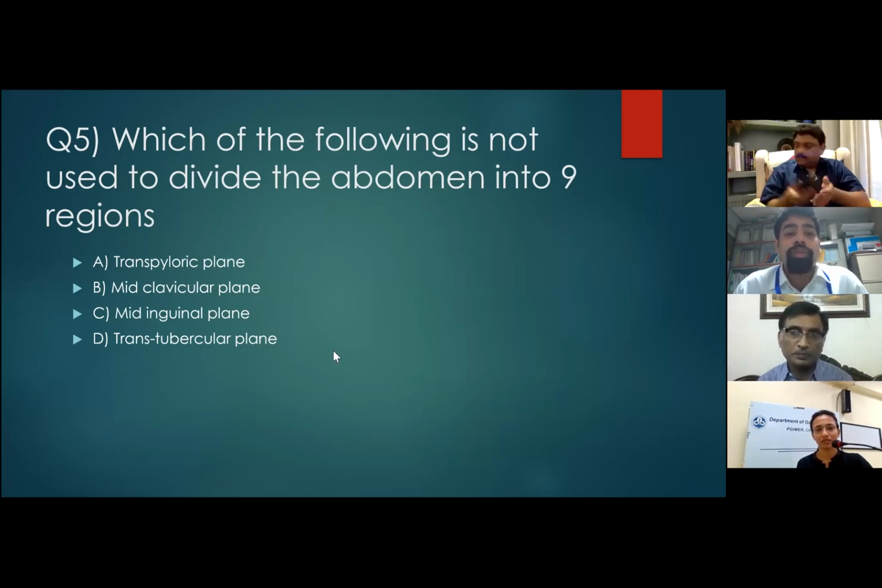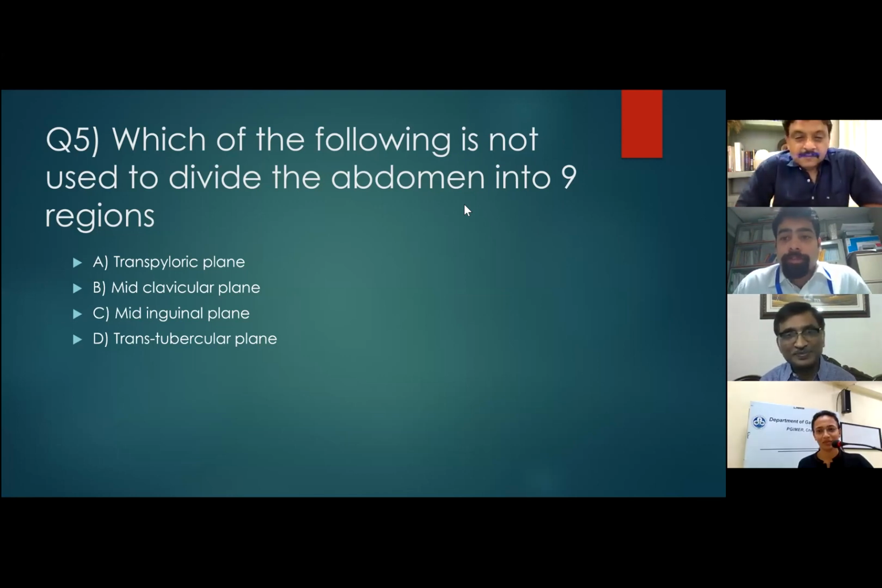Which of the following is not used to divide the abdomen into 9 regions? So Yogita ji, can you share the poll screen? So I think the poll has started. We'll share the results in a while. So the results again very surprising. I think all of us need to brush up our knowledge again. Only 5% people have got it correct this time.